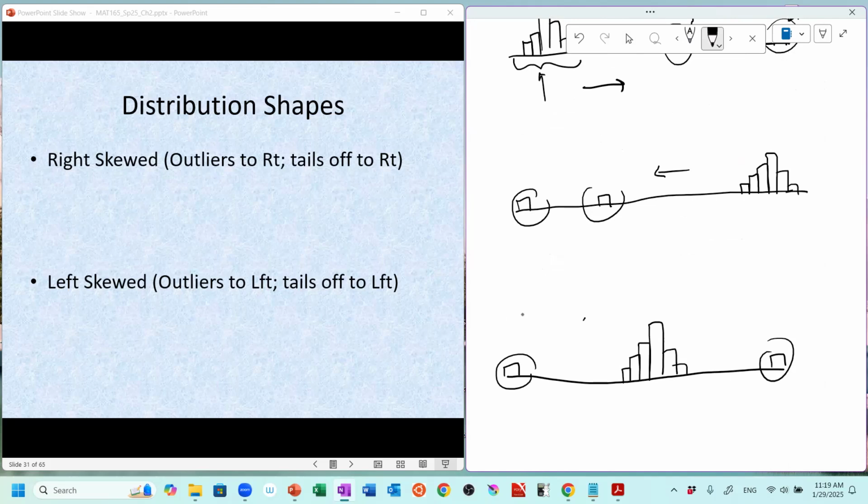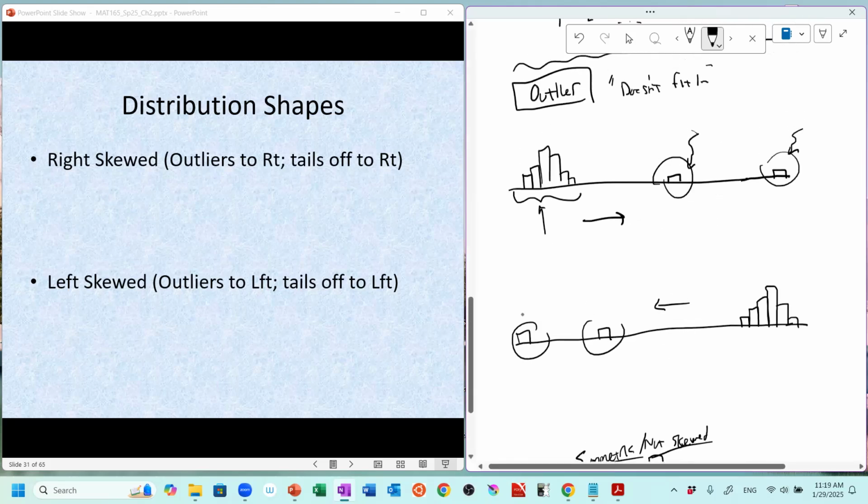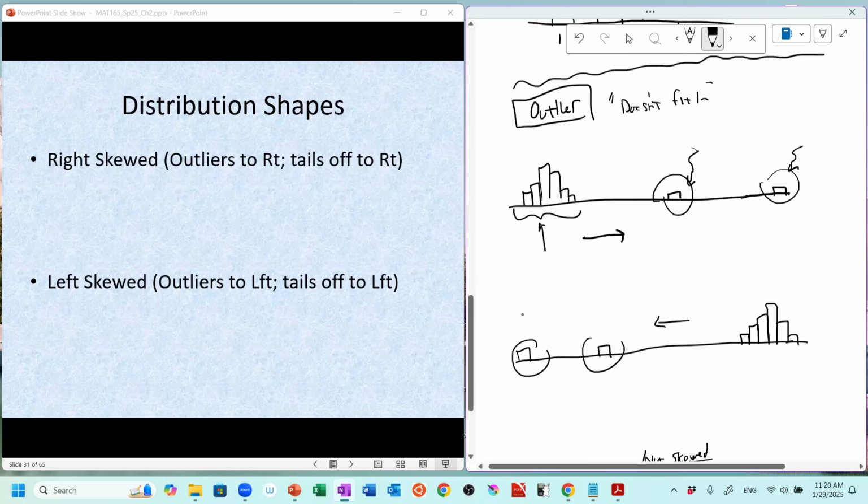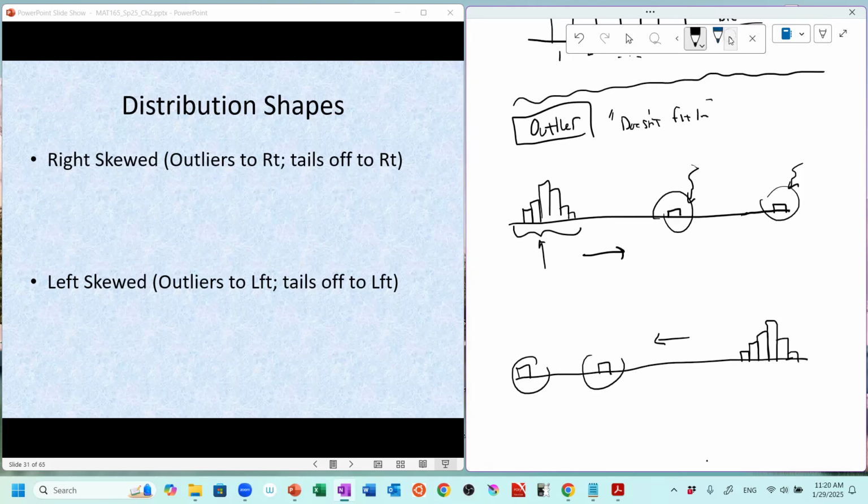So maybe there's some symmetry in my outliers. I have some on the left, but also some on the right to kind of balance it out. This would be symmetric. This would be not skewed. However, if we're in the situation where our outliers tend to be heavily biased toward one side or the other, then we have some skewedness. The skewedness is in the direction of the outliers.